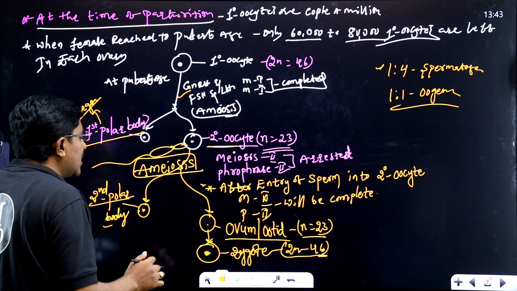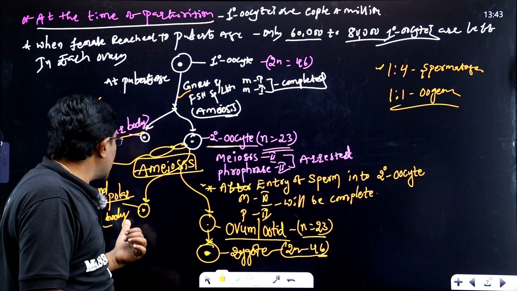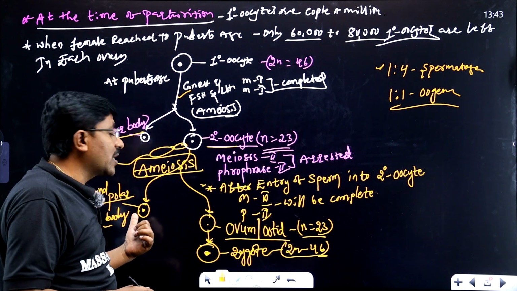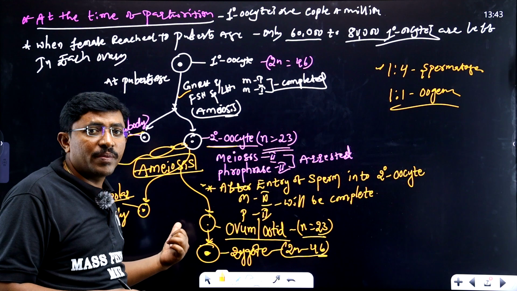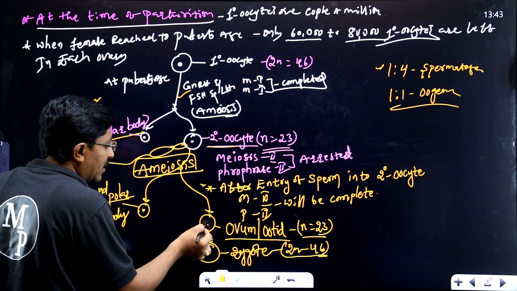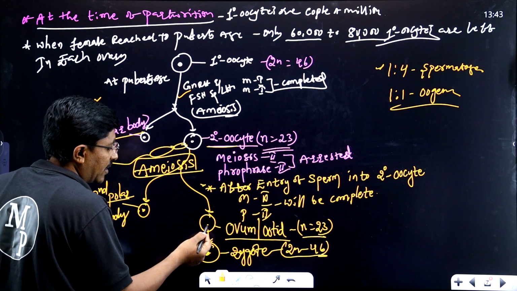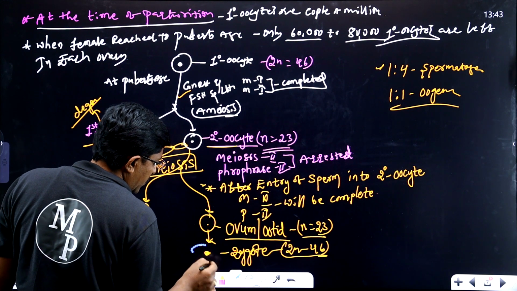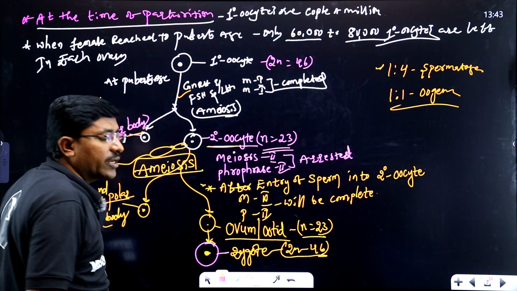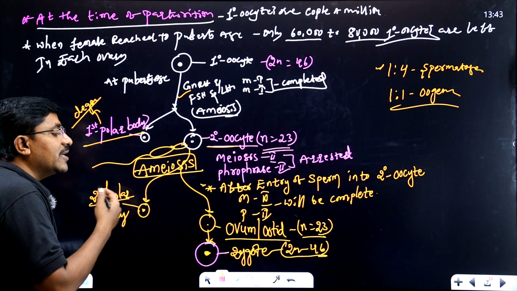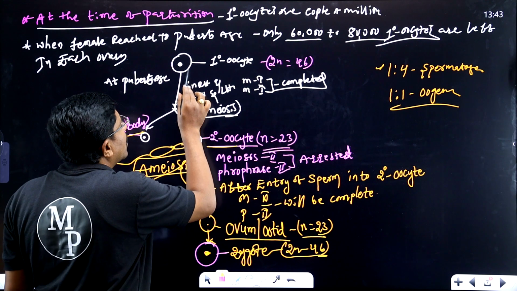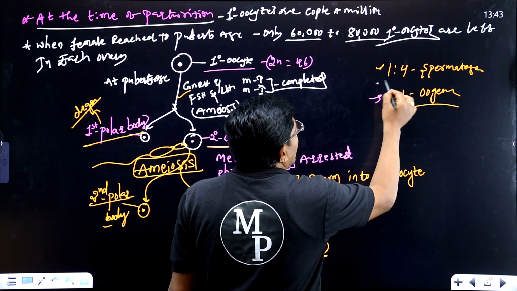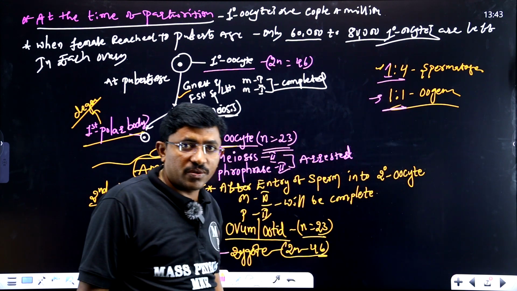The second polar body is also immature, so sperm is not able to fertilize it either. That's why only the mature ovum is fertilized with sperm and the zygote is formed. Now the polar bodies degenerate. Finally, from one primary oocyte only one ovum is produced. That's why it is a 1:1 ratio here, and a 1:4 ratio in spermatogenesis.